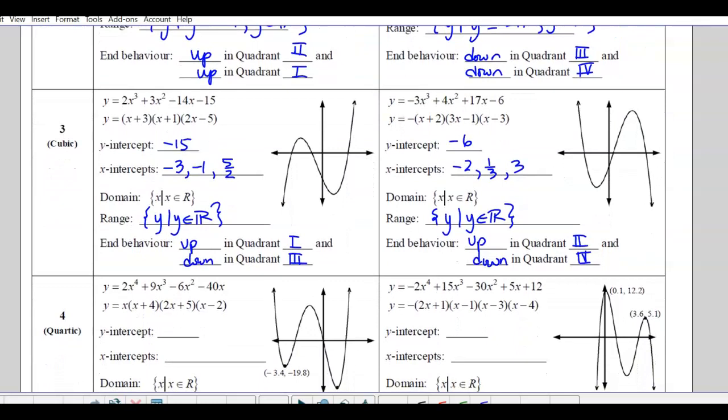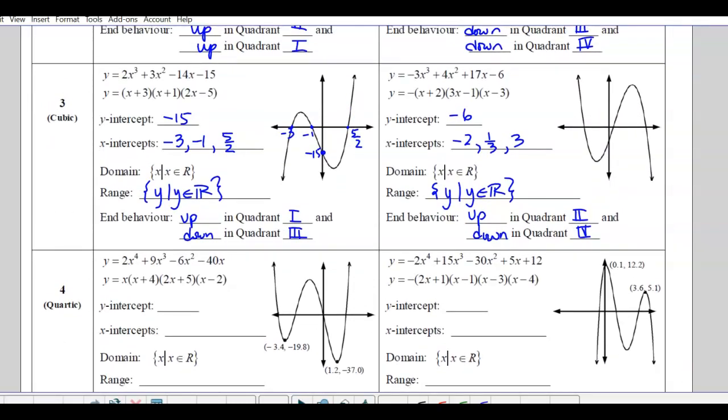Then cubic, y-intercept is -15, x-intercepts of -3, -1, 5/2. Arrows are going in diagonal quadrants, so it's all real numbers for range. And so one's up and one's down. Up in quadrant 1, down in quadrant 3. Okay, or you can say them in the other order. Doesn't matter.